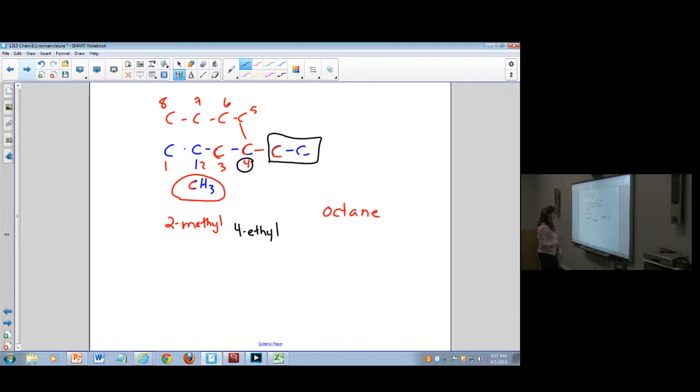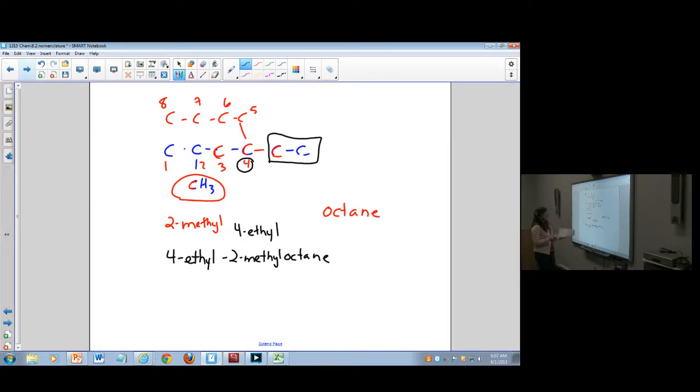Okay, so I have all the parts now. I need to assemble it. Now we number them by alphabetical lettering, so the alphabet is the way we want to go, and ethyl comes before methyl. So 4-ethyl, 2-methyl octane is this structure.